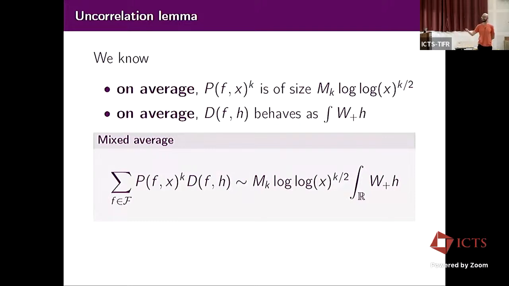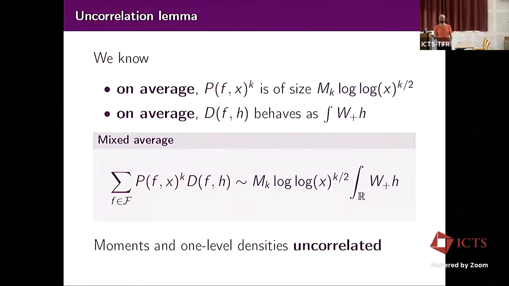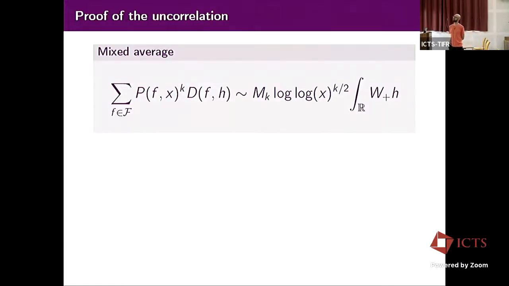So you can average that, and on average, the moment times the one level density will be equal also to the product of the average sizes. So the moment looks like that, and the one level density looks like that. So that's exactly saying they're uncorrelated. And that's not obvious at all, because of course, they are both of the same form, F. So there's no reason this should really work. So that's asymptotically uncorrelated. Okay, how do we prove that? And how will we use that to prove our result?